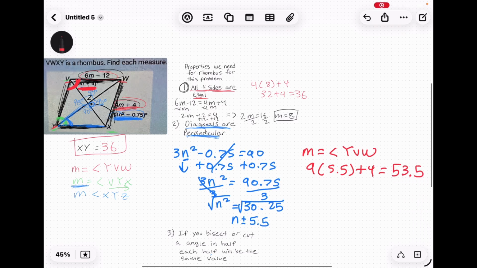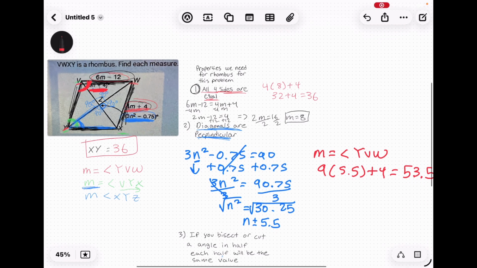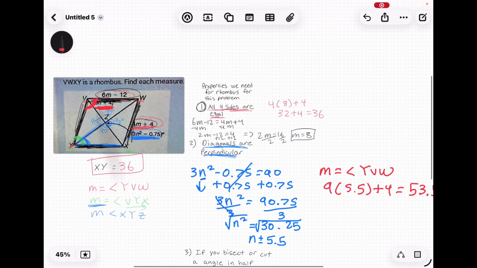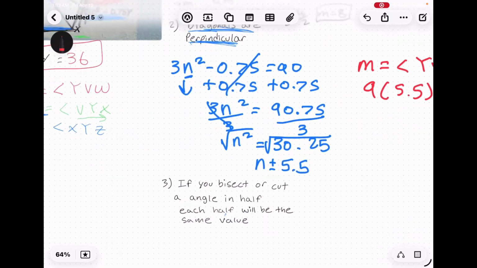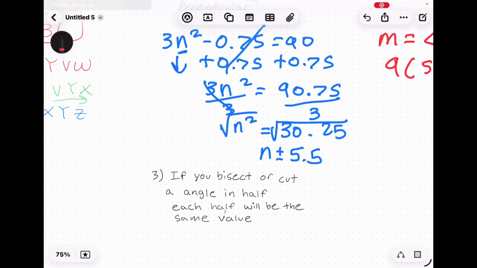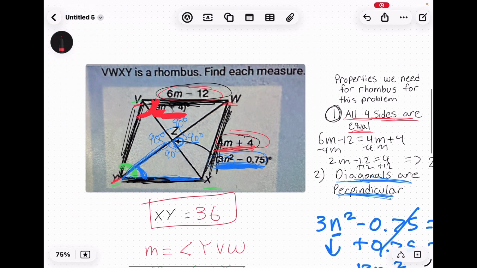Now be careful. Okay, this 53.5 is just this inside part of the triangle. Okay, but using the third property that we have right here that I wrote down, if you bisect or cut an angle in half, each half will be the same value. So if this portion, I'm going to draw it in a different color real quick. If this yellow part right here is 53.5, then this other half, because we need the whole thing, will also be 53.5.